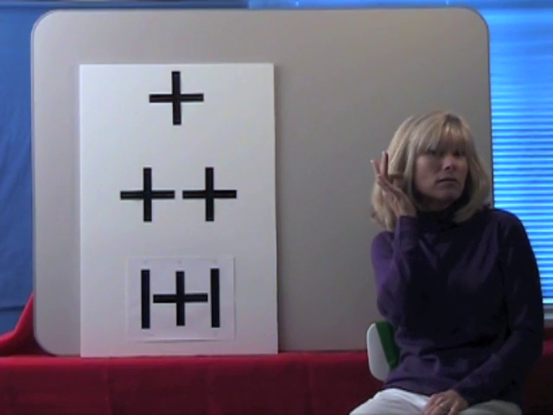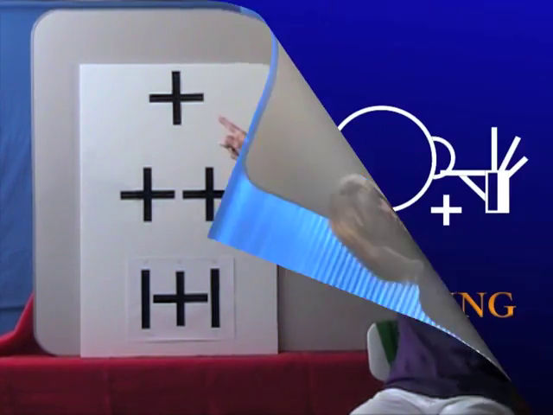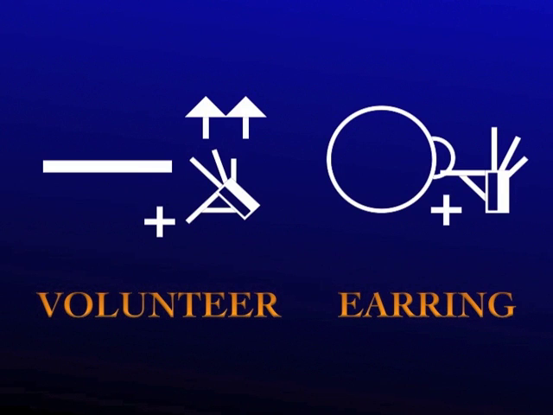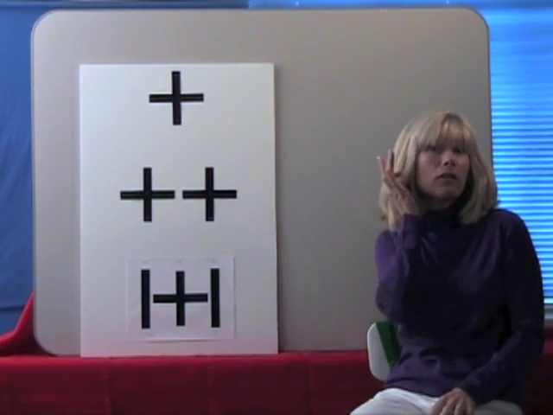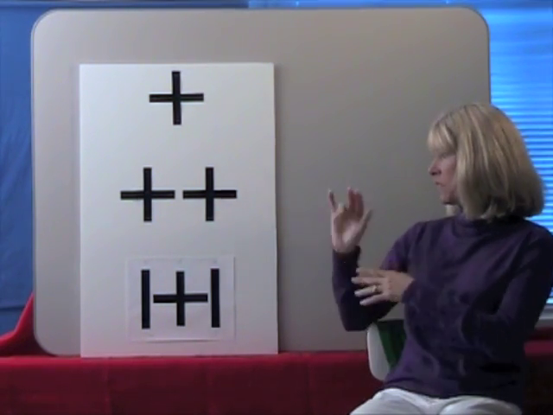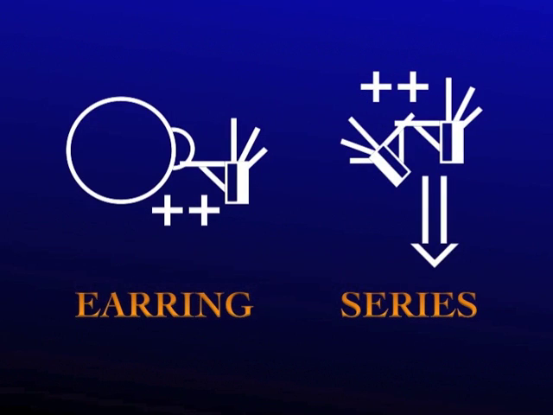This next symbol here means grasps for signs like volunteer or earring. You use this symbol. This is how to write volunteer and earring with the grasp contact. This is when you grasp more than once. For example, when you grasp the earlobe twice for earring or the sign series, use this symbol. This is how to write earring and series with the repeated grasp contact.